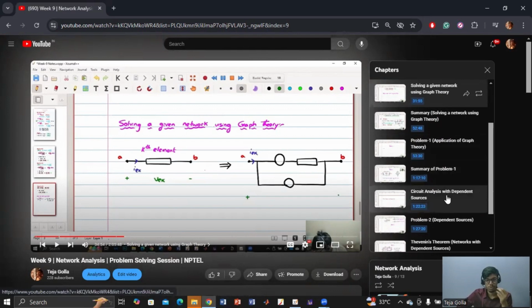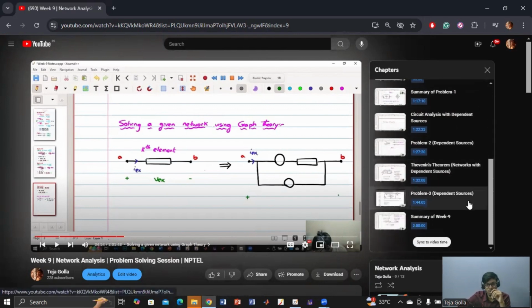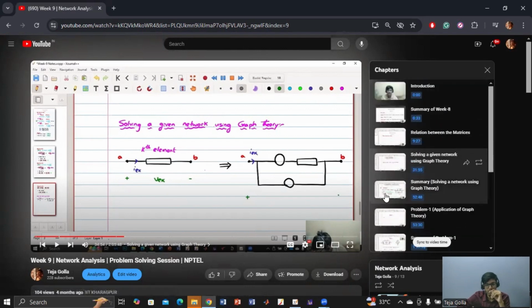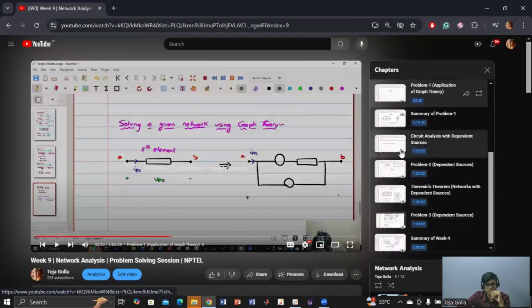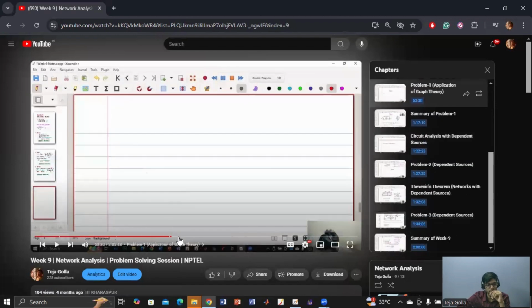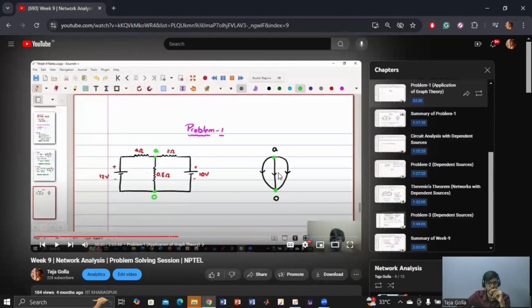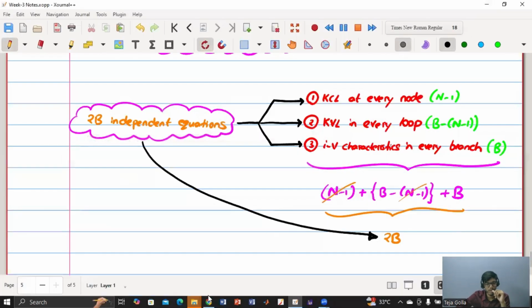But if you want to see how graph theory will be helpful, you can go through week 9, where I have solved problems using graph theory and how it can be used to solve them more simply. The main issue is the direction, the polarity. If the circuit is getting complicated, you cannot do it manually, right? You need a computer to do it.